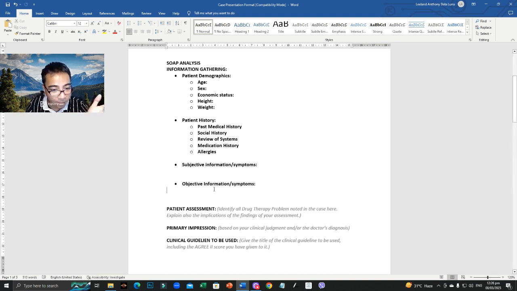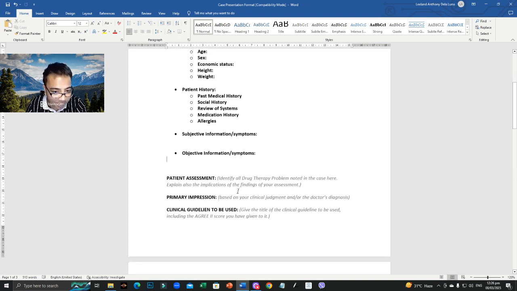Then, objective information, class, or any information that can be derived using laboratory findings. Like, for example, cholesterol, blood pressure, APTT, PT. Again, depende sa inyo to, or depende na sa case na meron kayo.